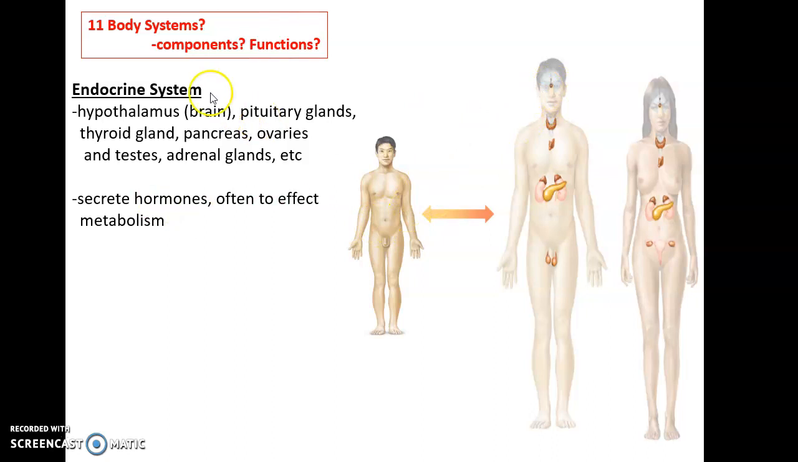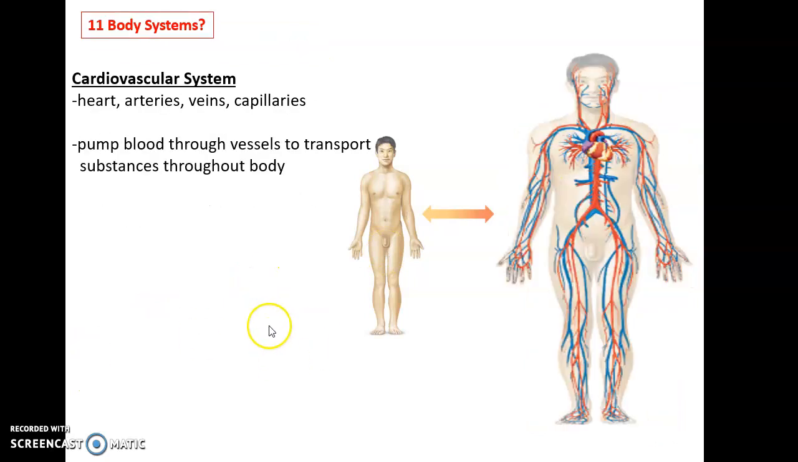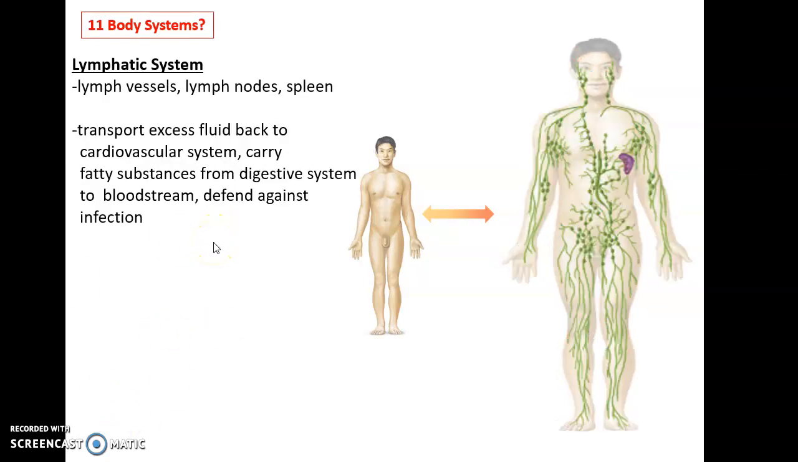It includes the hypothalamus, which is part of the brain, the pituitary gland, the thyroid gland in the throat, the pancreas, the ovaries, the testes, the adrenal glands on top of the kidneys. The cardiovascular system includes the heart, the arteries, the veins, the capillaries, and its function is to pump blood through the blood vessels, and the blood will then transport various substances: hormones, nutrients, wastes, electrolytes, oxygen, carbon dioxide, heat. Heat is also transported by the cardiovascular system.